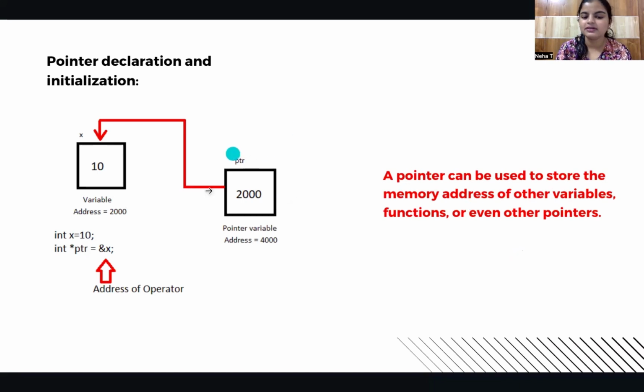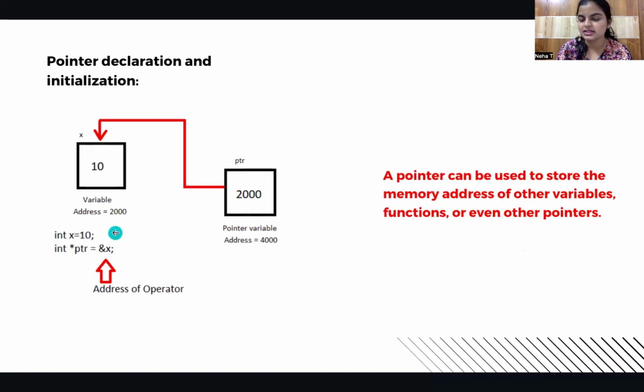So here we have a variable X, and its memory address is 2000, and it stores a value of 10. So the pointer PTR stores the memory address of the variable X. So what was the memory address? It is 2000. That will be stored in the pointer PTR. Okay, so that is what is given here.